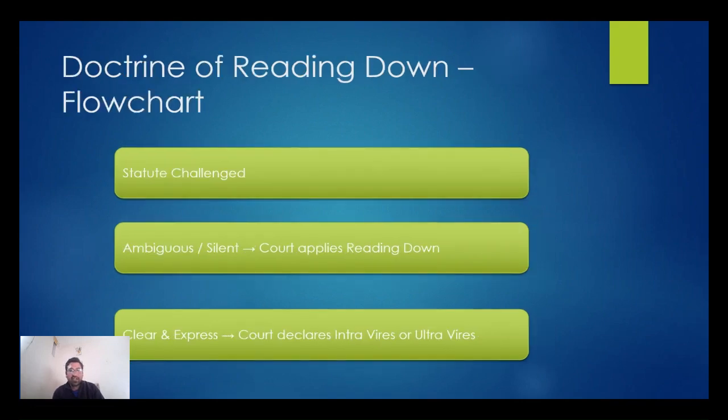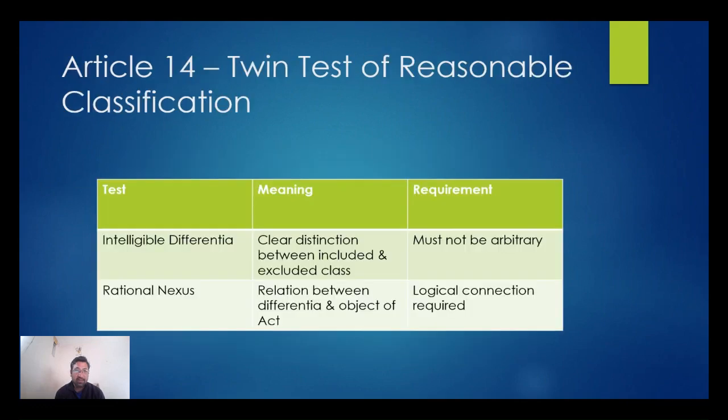So, what is the doctrine of reading down? The doctrine of reading down is basically used when we have to challenge a statute, and it can only be applied when a statute is ambiguous or silent, where the term is not clear enough. Where the statute is clear and express, the court declares whether it was an intra vires or ultra vires act of the legislature. In Article 14, we have studied the twin test of reasonable classification, that is, intelligible differentia and rational nexus.